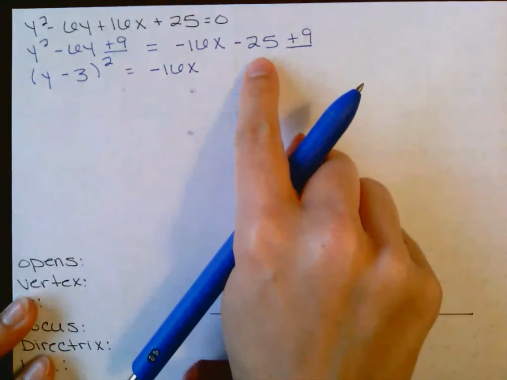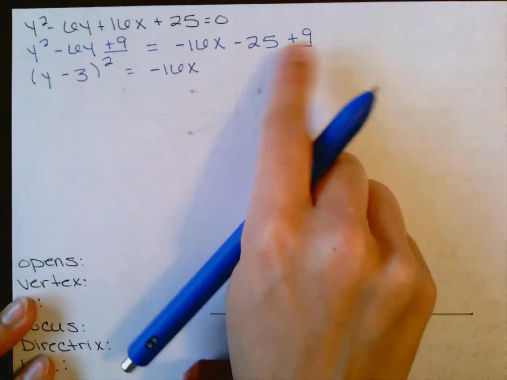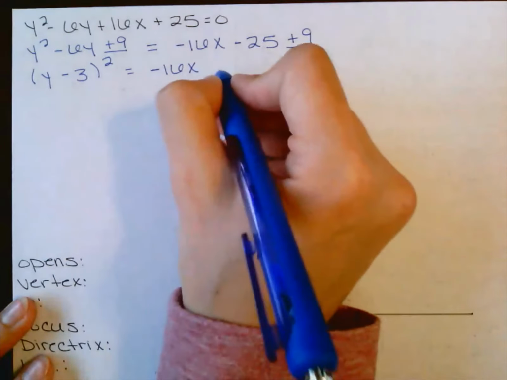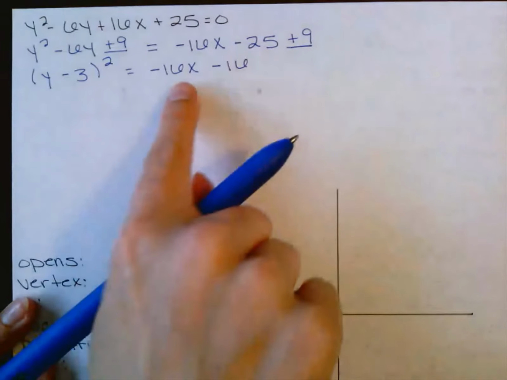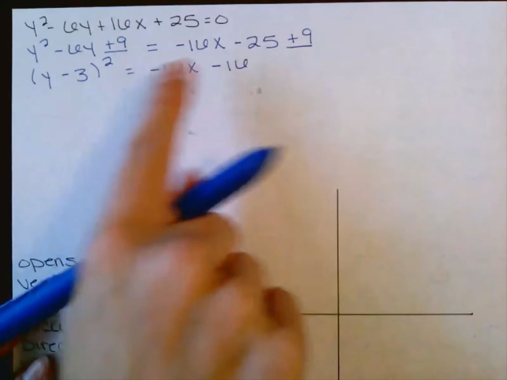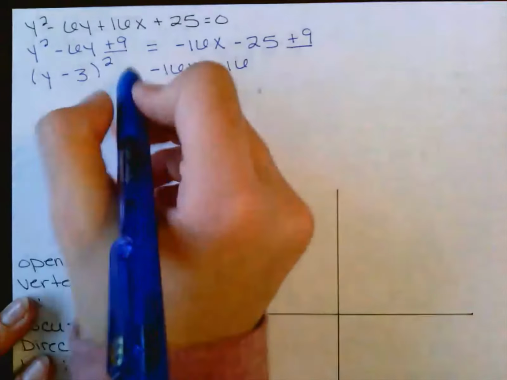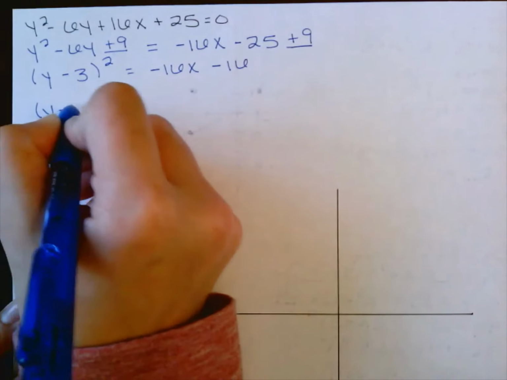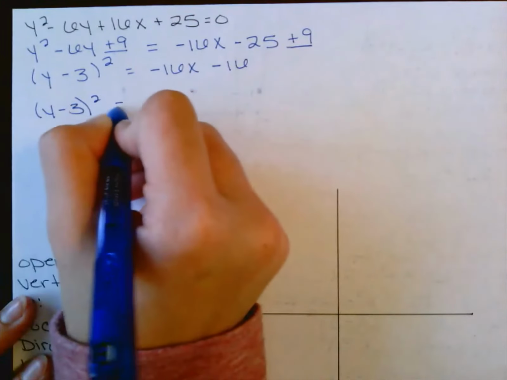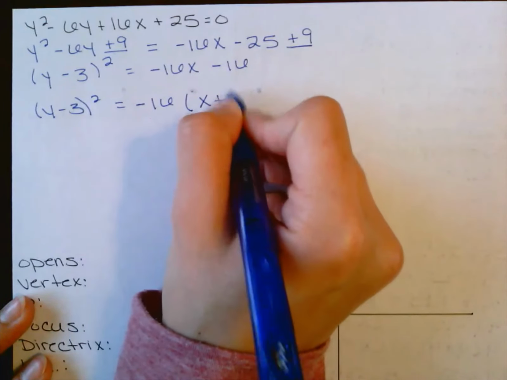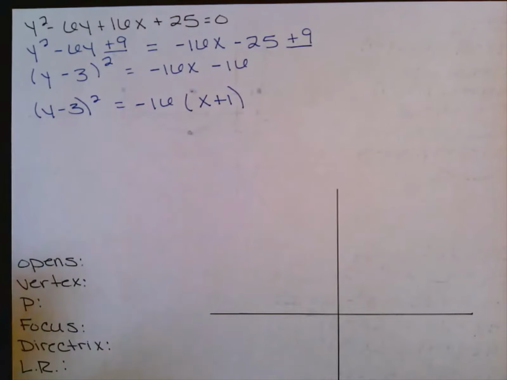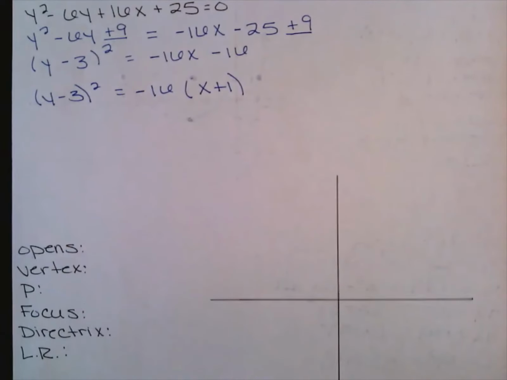Here, I want to combine my -25 with a +9, and I get a -16. Last step, divide this coefficient so that I can see my x like I see my y. And I get x plus 1. All right, it's ready to go. I'm ready to graph this.